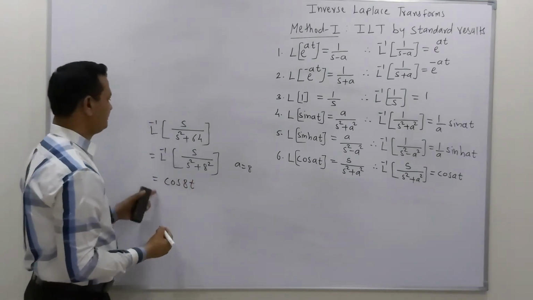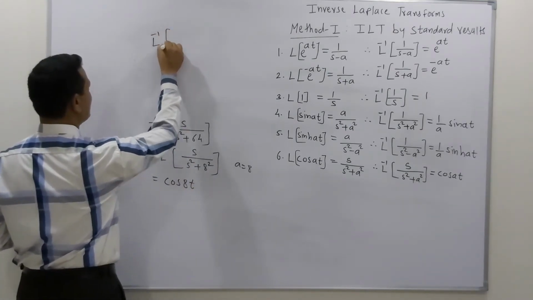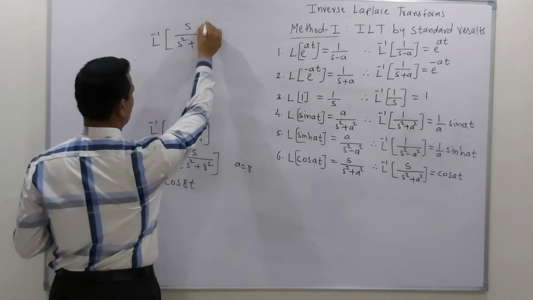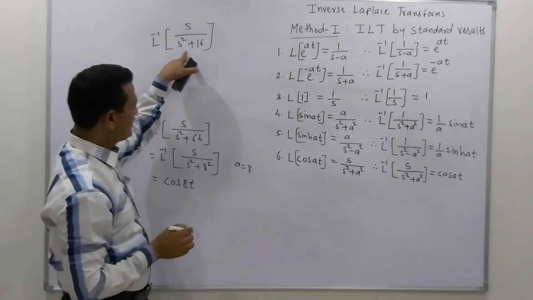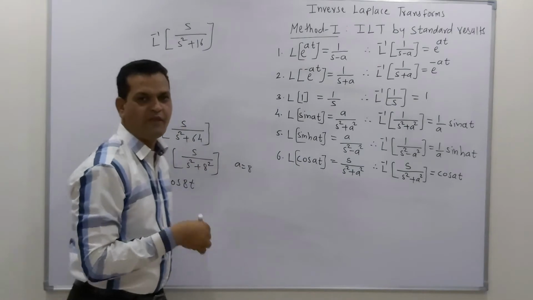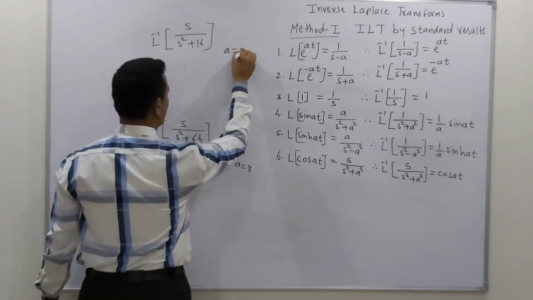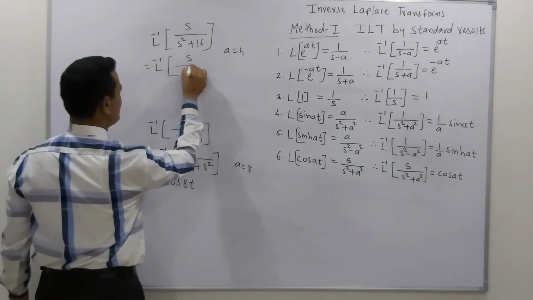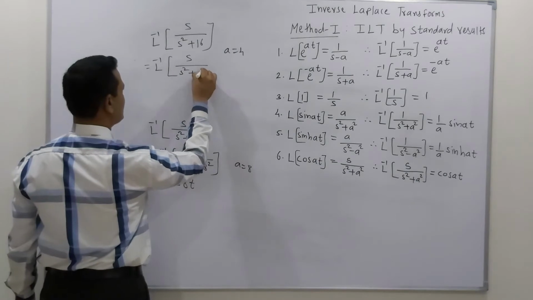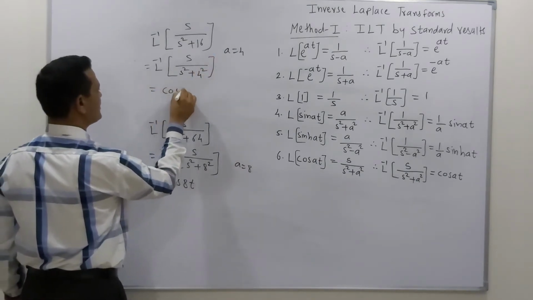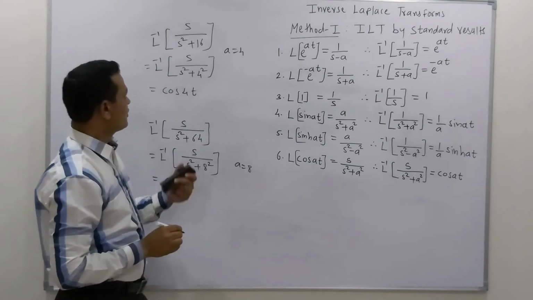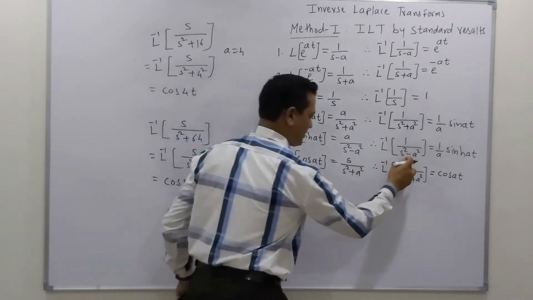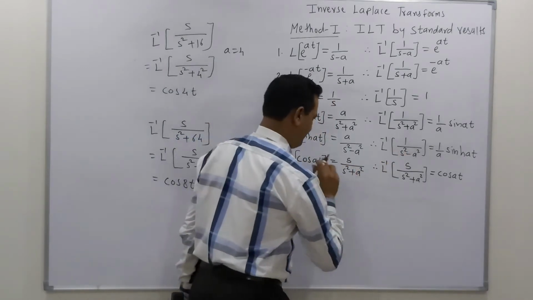Now one more example. The inverse Laplace transformation of s upon s square plus 16. Again, this is in the same form where the value of a is 4. So a is equal to 4, and 4 square is 16. We can write this as the inverse Laplace transformation of s upon s square plus 4 square, which is cos of 4t. In this way, we can easily find the inverse Laplace transformation of s upon s square plus a square.